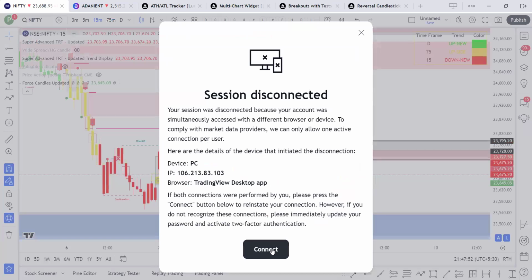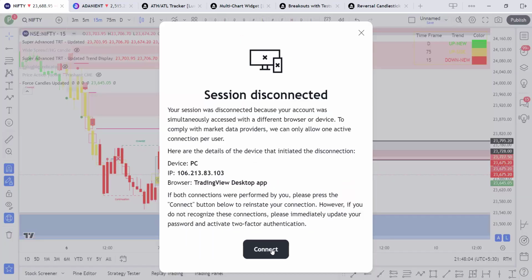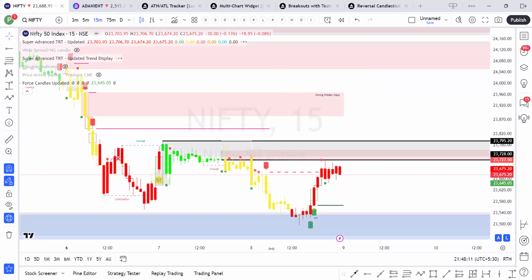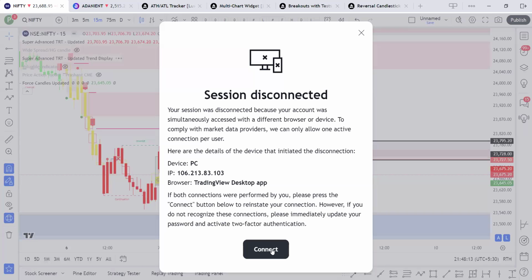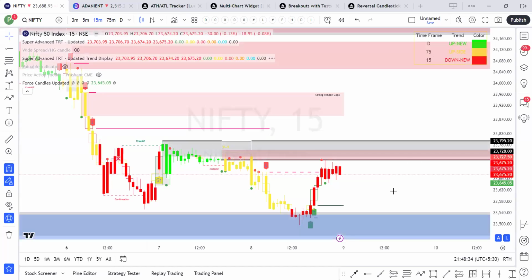Just a minute. I think I have logged in from desktop, therefore it's showing some error. So you have to log out from one of the apps. Yes, yes, I'm trying to do that. Should not happen. Okay.